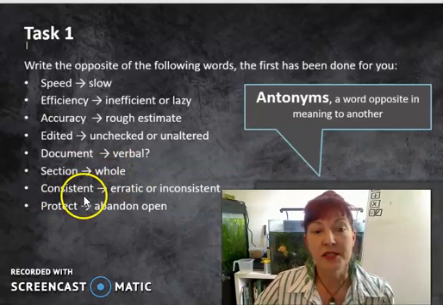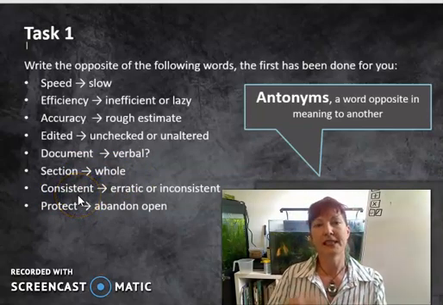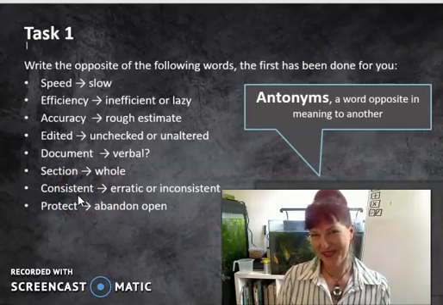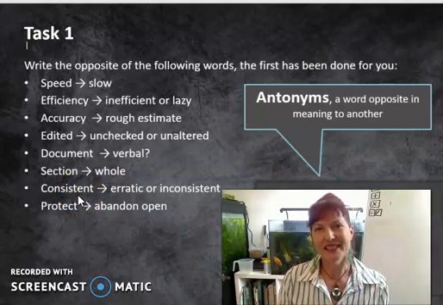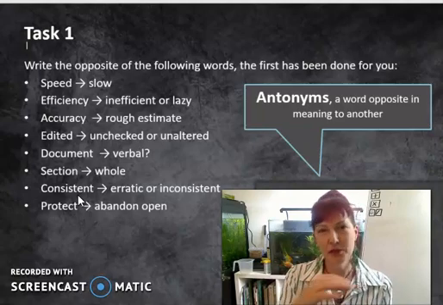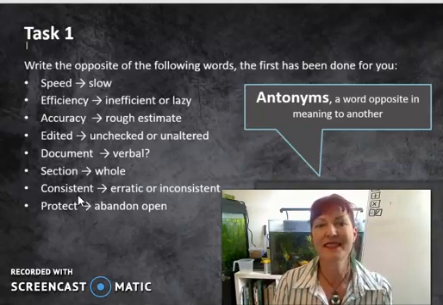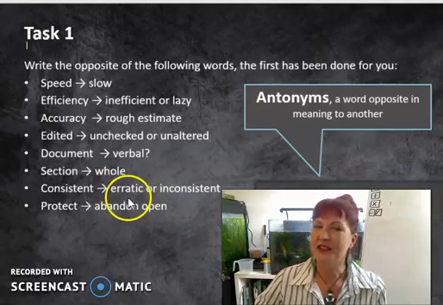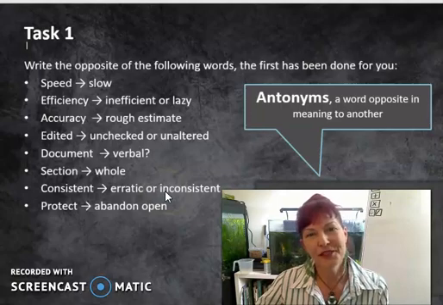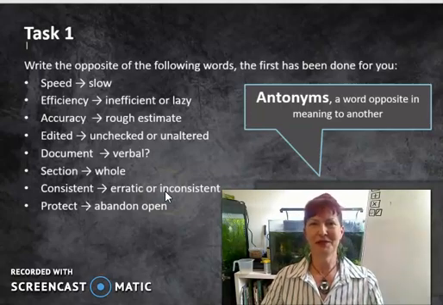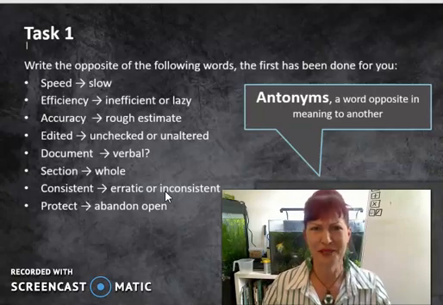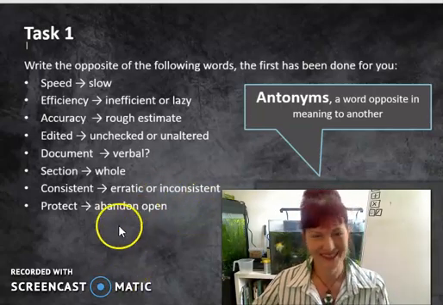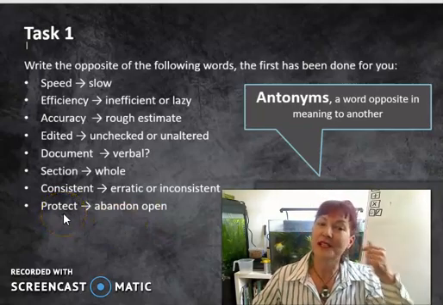Next one, consistent. Consistent means regular, the same. When I buy a loaf of bread from the same company, it's always the same. The slices are always the same. It's cooked to the same level. It's consistent. When something's not, it's considered to be erratic, different. Imagine that when I open up my loaf, it's completely different. It's burnt and the slices are skinny. That would be inconsistent.